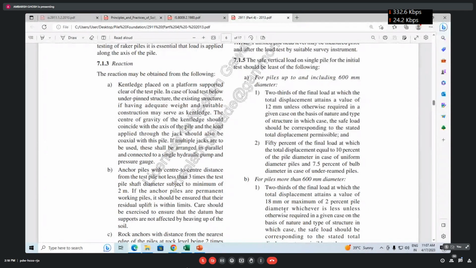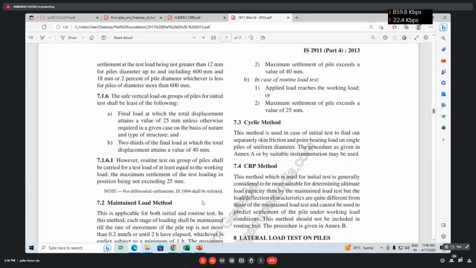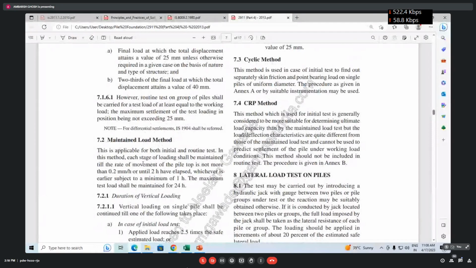What are the types of test, how the test will be conducted. Say for example 100 ton, 250 ton, you will give the load, but not at a time. Say 20% of the design load you are giving. Then you wait. How long will you be waiting? That is also specified. The settlement you are measuring will not undergo, say, half an hour, there is no change, or 1 millimeter only, like that. So how you will go for the load test, you can see here. This is applicable for both initial and routine test.